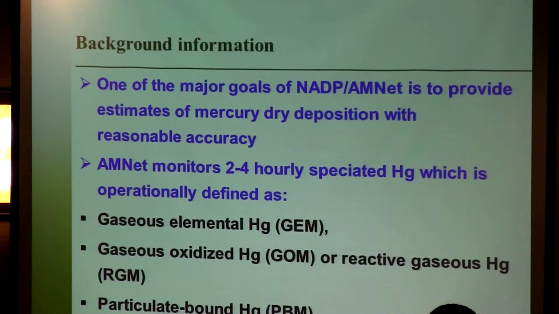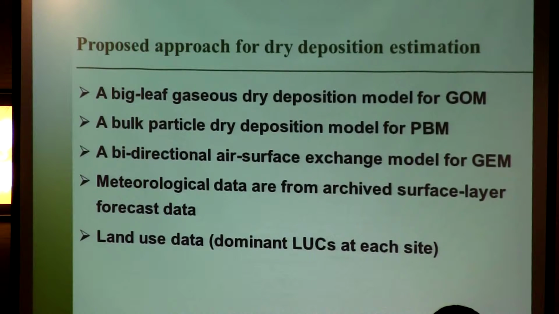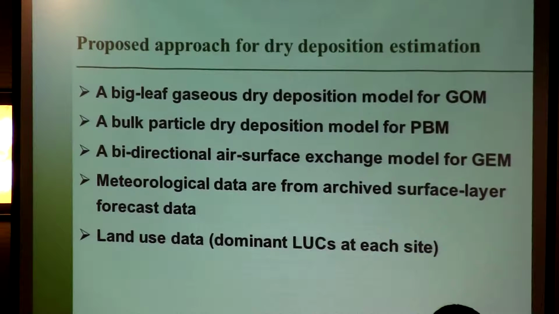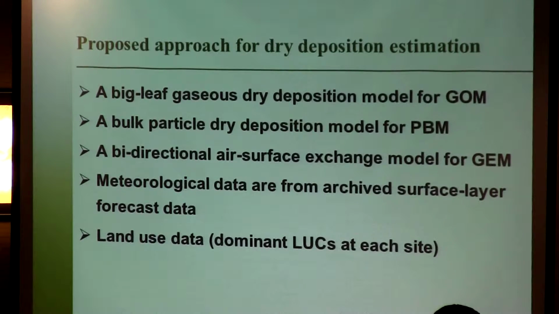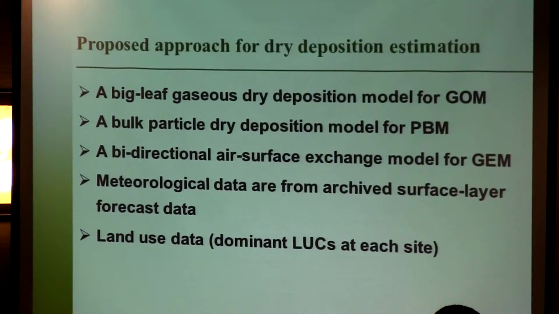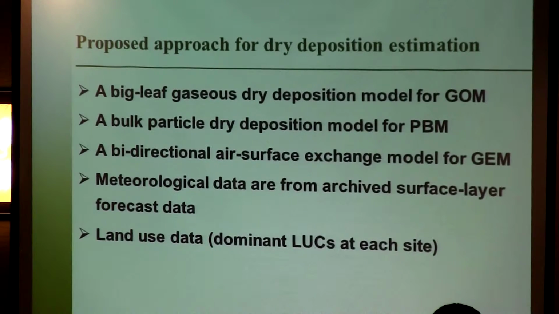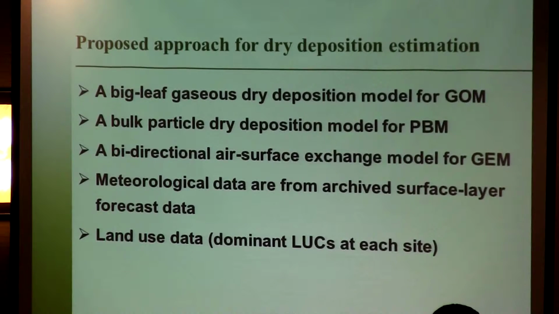Okay, I should go quick here. So Eminate has 2 4-hourly data. You know that it has 3 forms. What I proposed are 3 different schemes for 3 forms of mercury species. The first one is the big leaf gaseous dry adaptation model for GOM, a bulk particle dry adaptation model for PBM, and a bidirectional surface exchange model for GM.